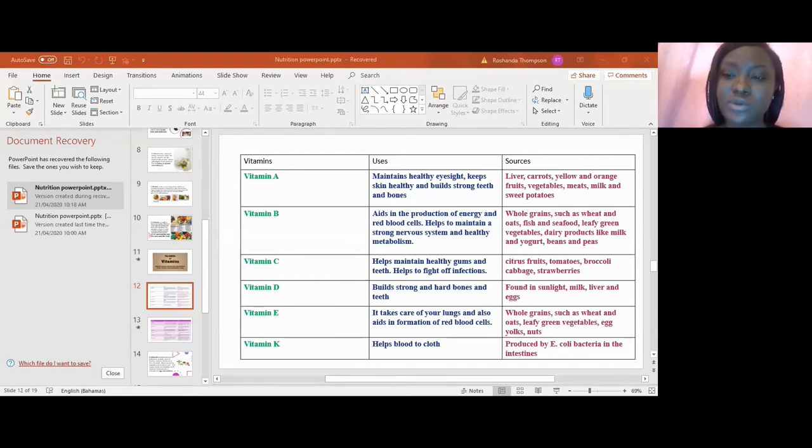Food sources include whole grains, fish, seafood, dairy products like milk, yogurt, and beans and peas. Vitamin C helps to maintain healthy gums and teeth. It also is the vitamin that helps to fight off infections.